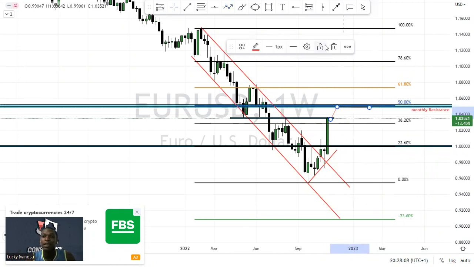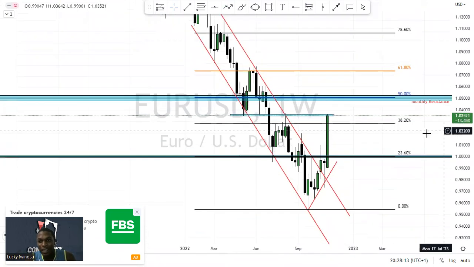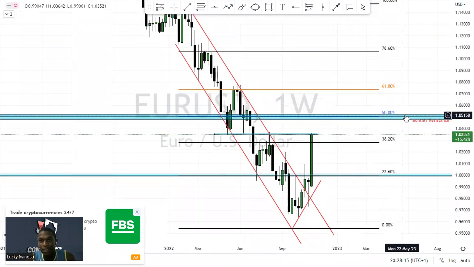You can see how it's aligning. I'm not the one forging it, guys. You can see how this 50% here is aligning.